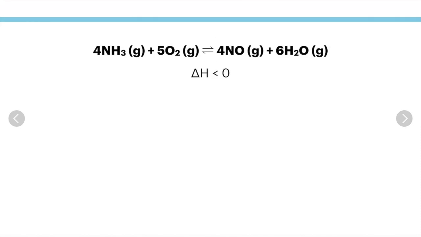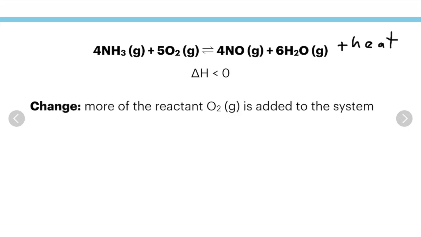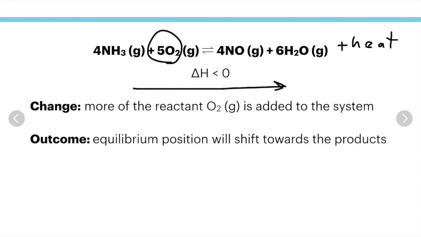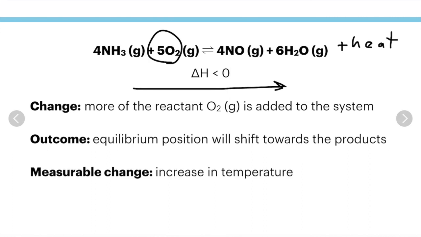Now we're going to look at how we can predict changes in temperature. So let's go back to this example here from before, an exothermic reaction. And again, we're going to write in heat as a product. But this time, instead of changing the temperature, we're going to change the concentration of one of the compounds and observe the temperature. So the change is going to be an increase in oxygen gas, which causes the equilibrium to shift towards the products. And when the equilibrium shifts towards the products, since heat is a product, there will be more heat produced, and this will lead to an increase in temperature.